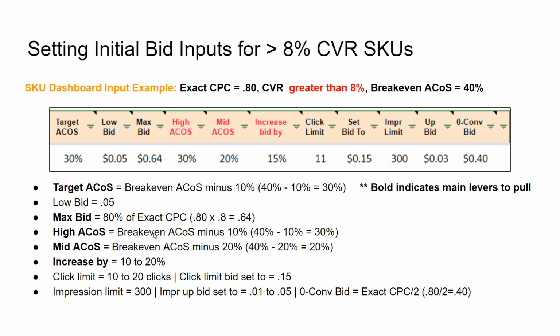High ACoS threshold is going to be break-even ACoS minus 10%. So 40 minus 10 is 30. That's where the 30 comes from. Mid ACoS is going to be break-even ACoS minus 20. So 40 minus 20 equals 20, so that's where the 20 is coming from.